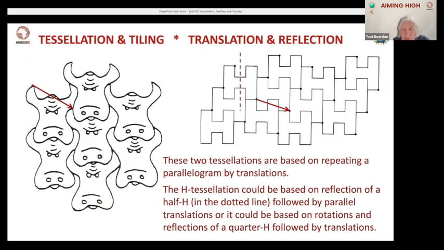So just to put those two together, the bulls and the H, the two tessellations are based on repeating parallelograms, repeating by translations, and the H tessellation could be based on reflection of a half H in that dotted line that you see, or it could be based on rotations and reflections of a quarter H, and then all those are followed by translations.